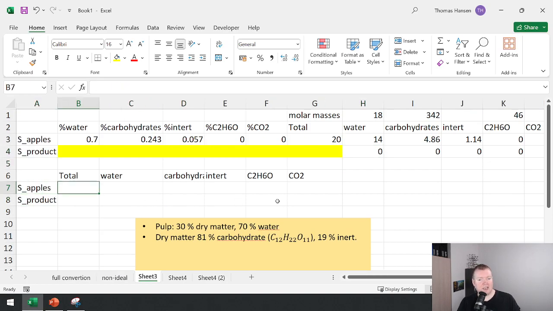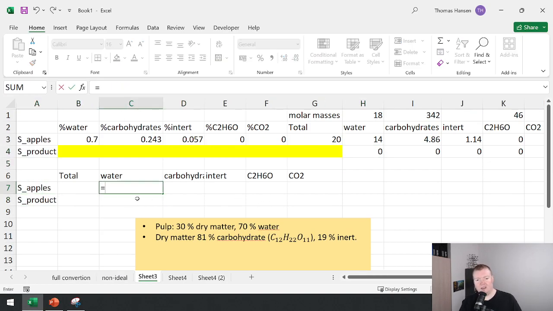So if I want to calculate the moles of water, I will simply take, I need to do this right, where do we have it?